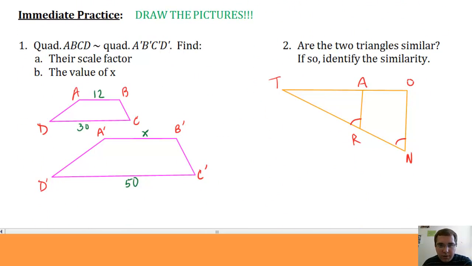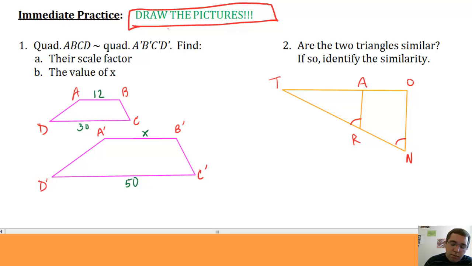Keep that in mind when you do your immediate practice problems, and make sure you draw the pictures, or you will not get full points. Number 1, quadrilateral ABCD is similar to quadrilateral A prime, B prime, C prime, D prime. Find A, their scale factor, so the ratio of their sides, and B, the value of x by using a proportion like I did earlier. And number 2, are the two triangles similar? If so, identify the similarity. Say what triangle is similar to what triangle. Or if they're not similar, write no. And that is the end of section 7.3 and 7.4.